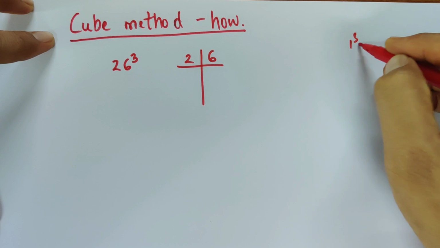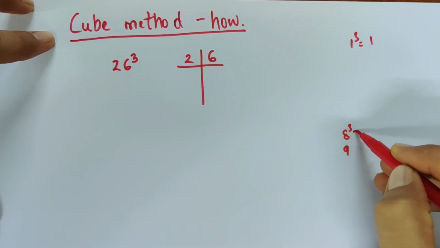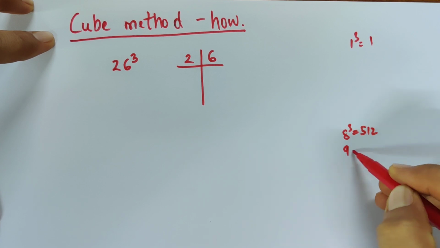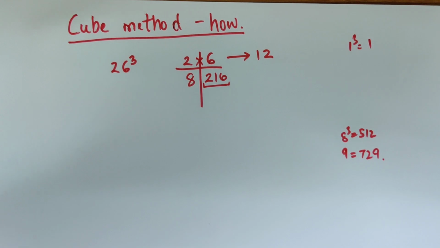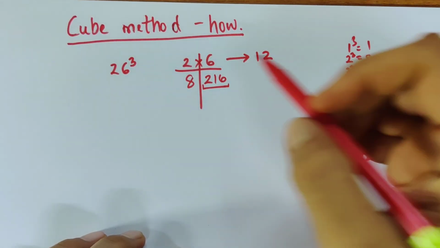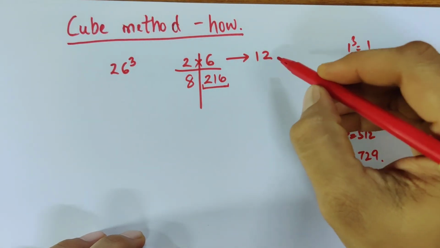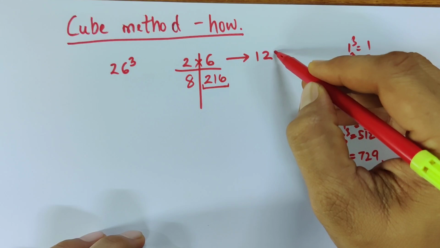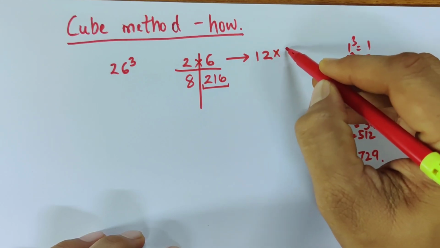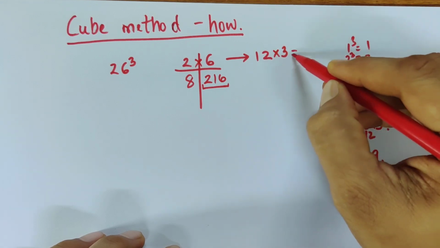So you need to know from 1 cube is 1, to 8 cube is 512, and 9 cube is 729. Then you take 2 times 6, which is 12. And then in the cube you have a 3a square b and 3b square a term. So basically you multiply this by 3.